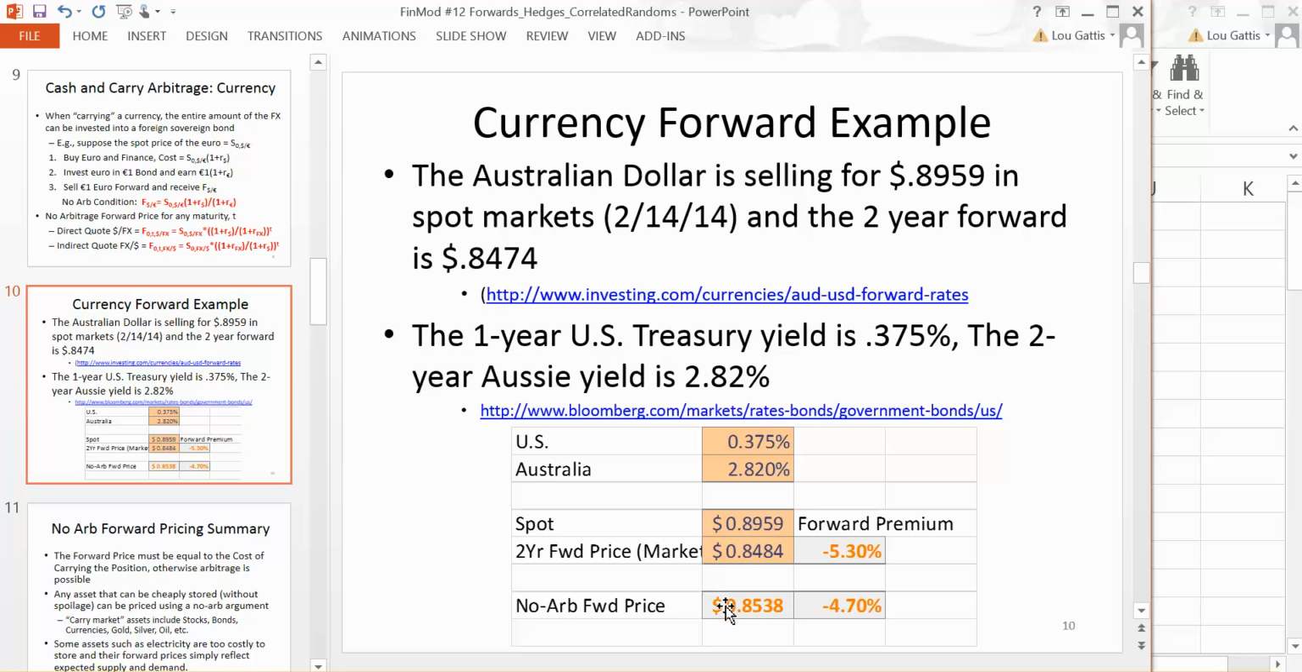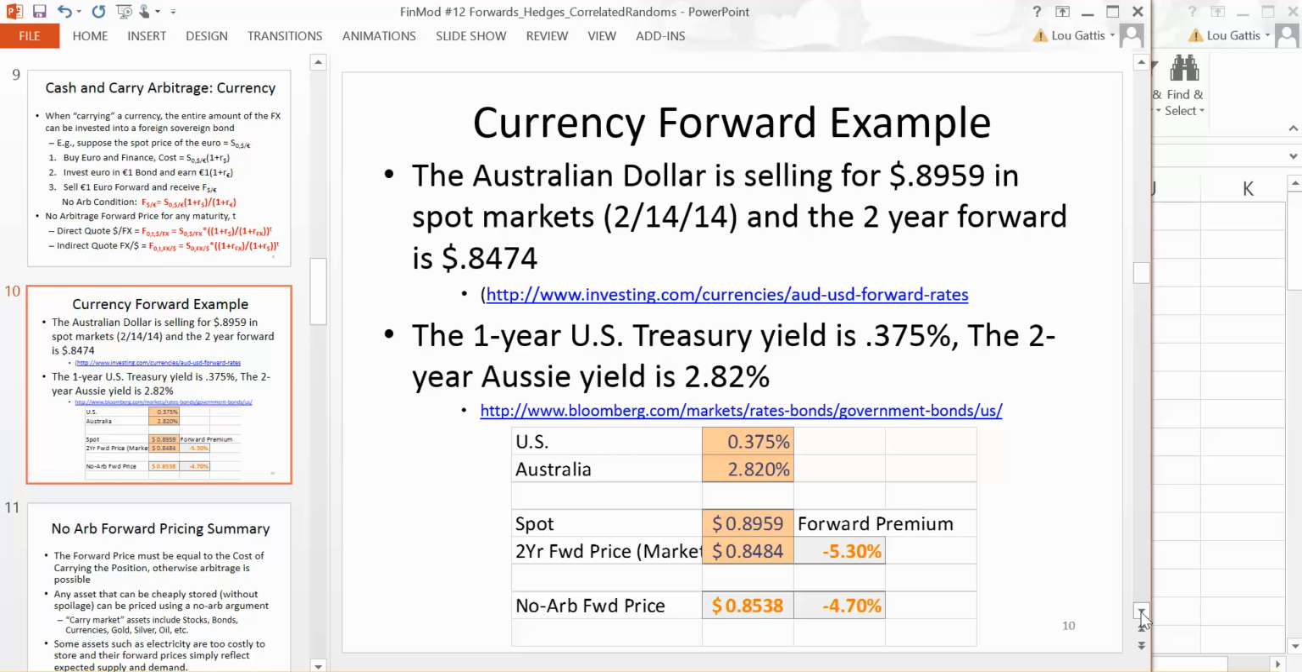the 2 year forward price is going to be the spot 89 times quantity 1 plus the US interest rate divided by 1 plus the Aussie interest rate, 282. And since this is a 2 year delivery, we'll take it to the second power. And you can see that the forward price, no arbitrage, is 85, which is very close to the actual market price.